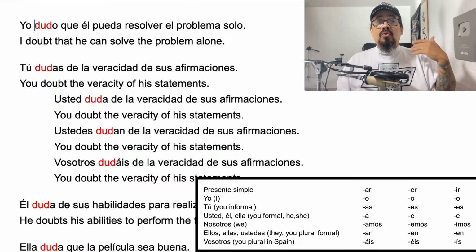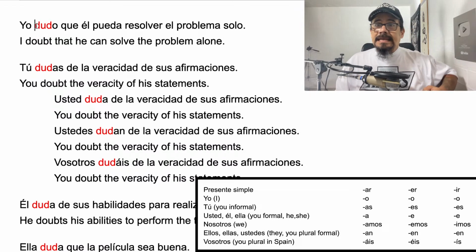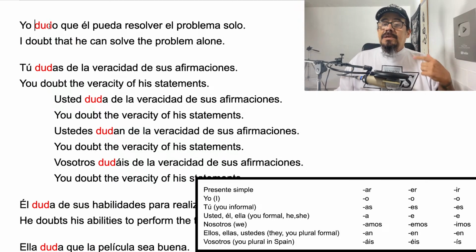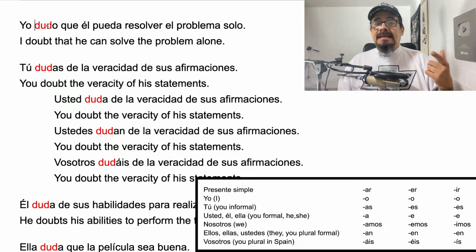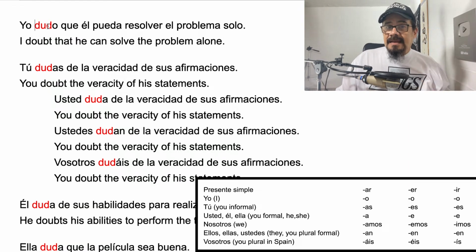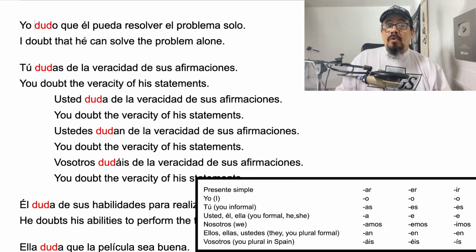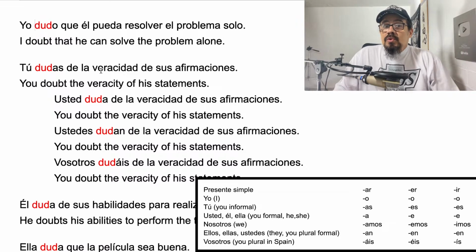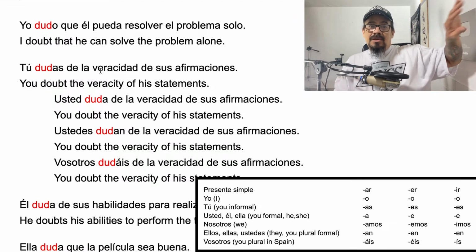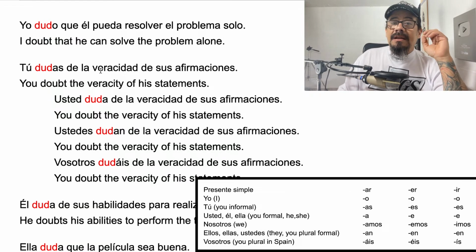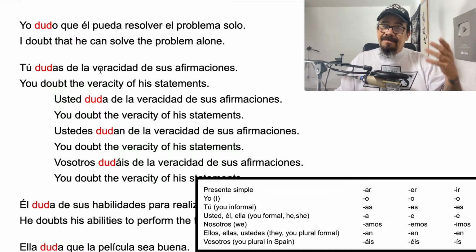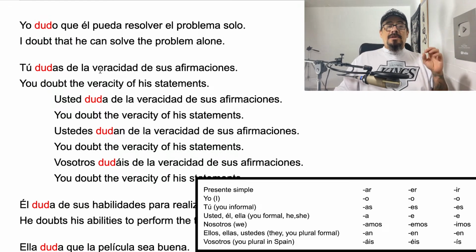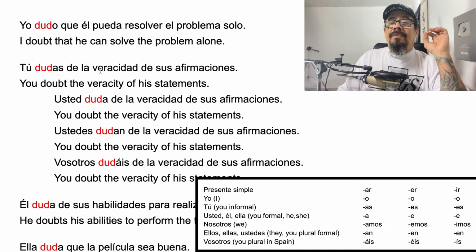So like, dudo que él pueda resolver el problema solo. It's the same. In fact, we usually speak like that. Dudas de la veracidad de sus afirmaciones. Duda de sus habilidades. Dudáis de la veracidad. You can skip the pronoun, but after practicing first using the pronoun, just in order to understand the way it works.